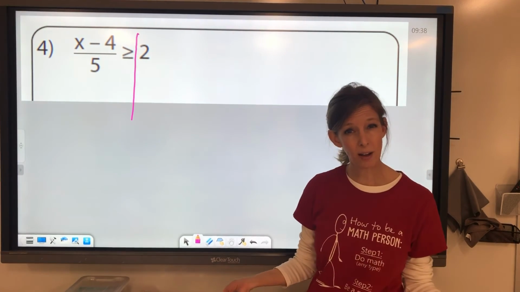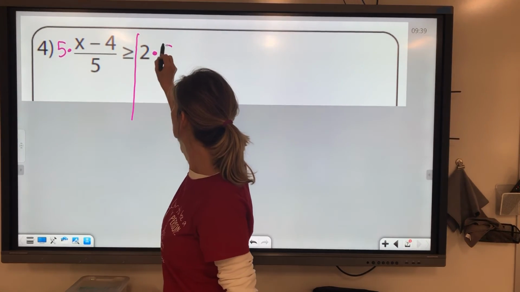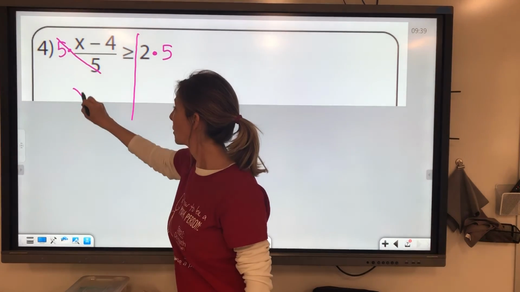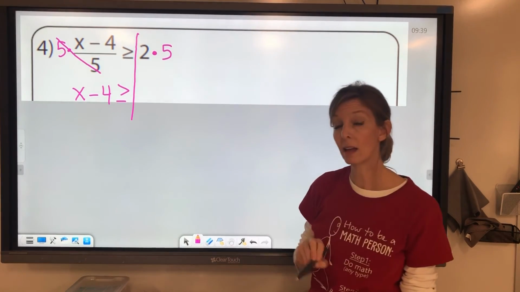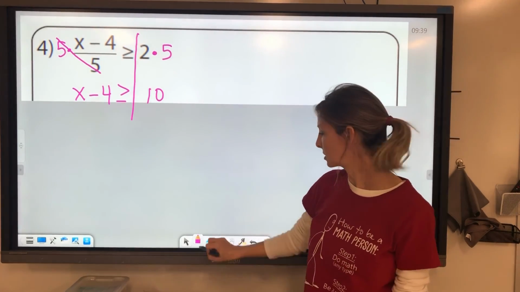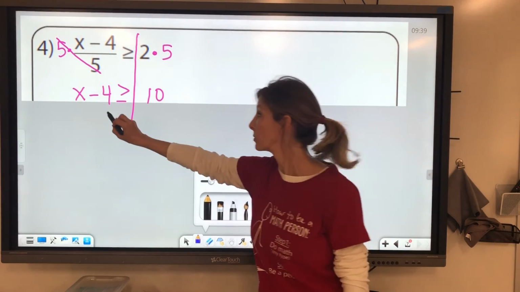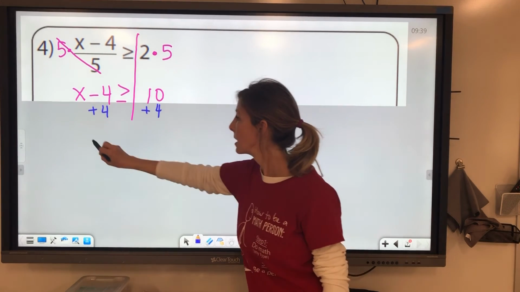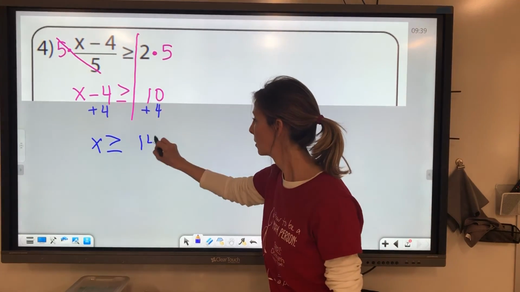How do you get rid of dividing by 5? You multiply by 5. All right, the 5's cancel out. We're left with x minus 4 is greater than or equal to 10. Okay, this is just a two-step or a one-step problem at this point. The opposite or the inverse of minus 4 is plus 4 on both sides. X is greater than or equal to 14.